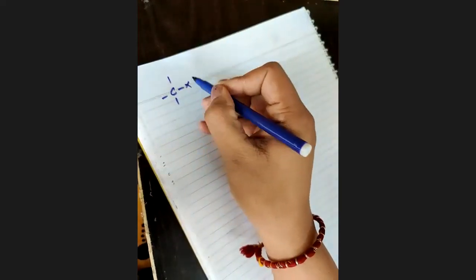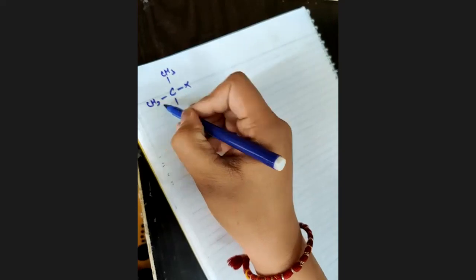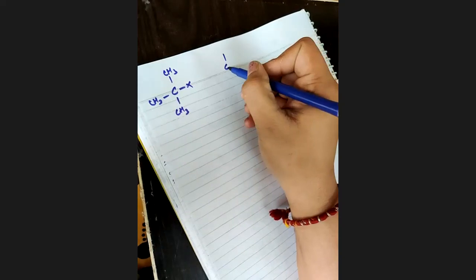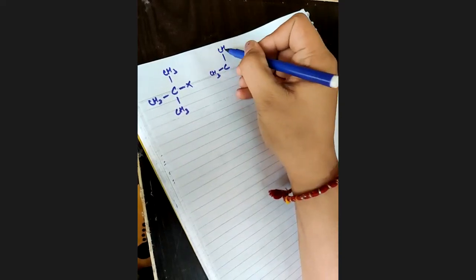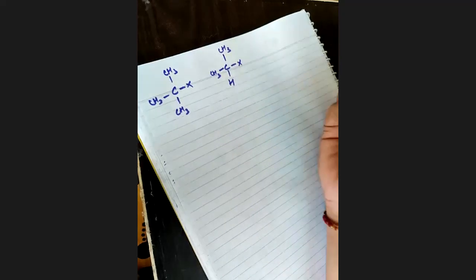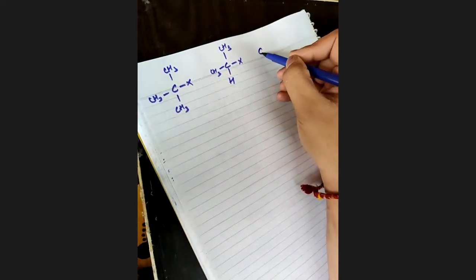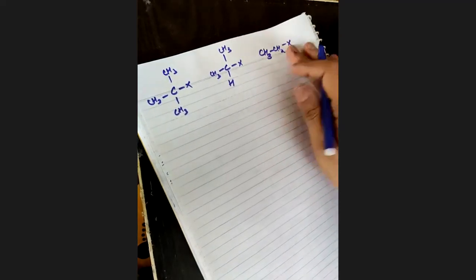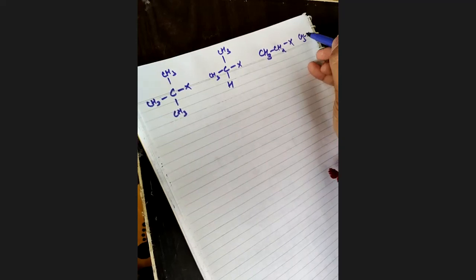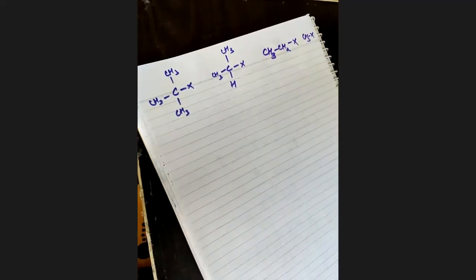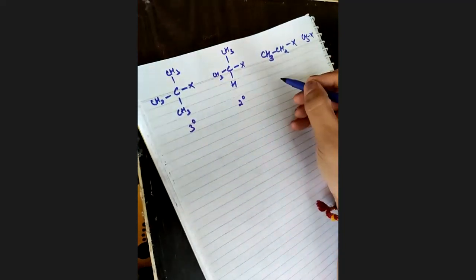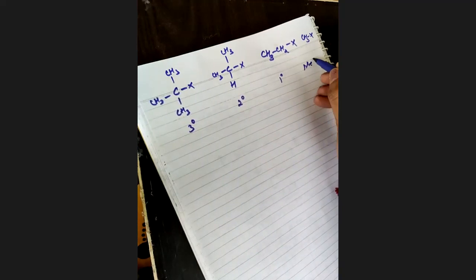For example, I'm having this. This is CH3. This is CH3. This is CH. Again, CH3. CH3 CH X. Next, CH3 CH2 X, and last one is the same methyl group. Clear? Now, let's talk about this. This is tertiary, this is secondary, this is primary, and this is methyl.